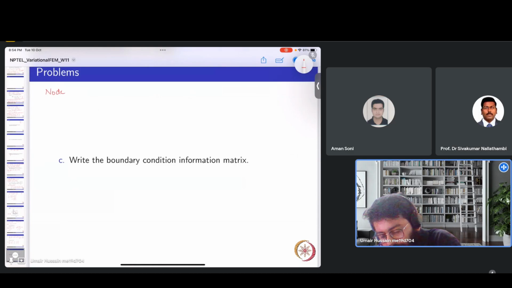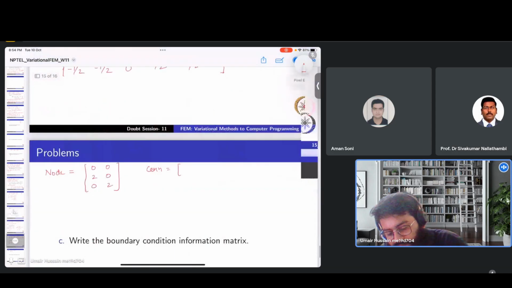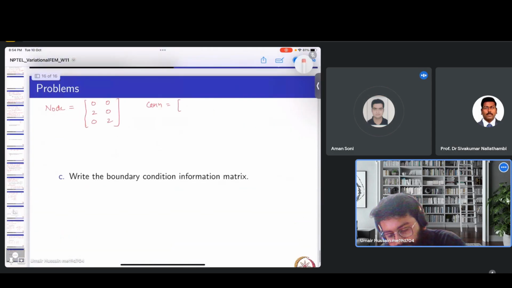So let's say node matrix is, we have just three nodes, right? First is 0, 0, next is 2, 0, next is 0, 2. Connectivity, we just have one row. So we have 1, 2, 3. We take the global as local. Nothing new here.